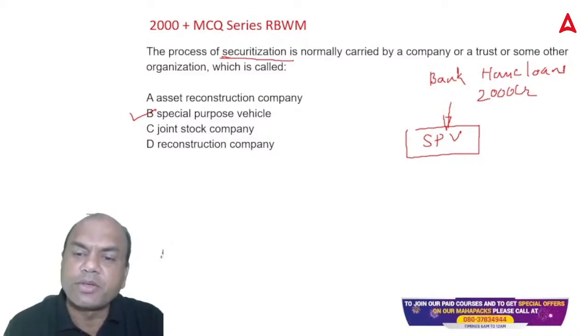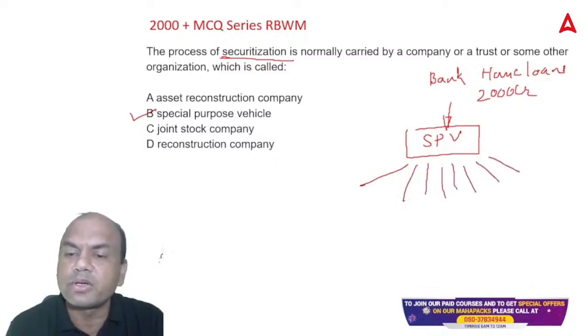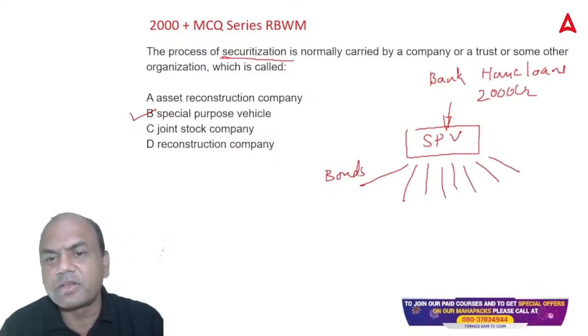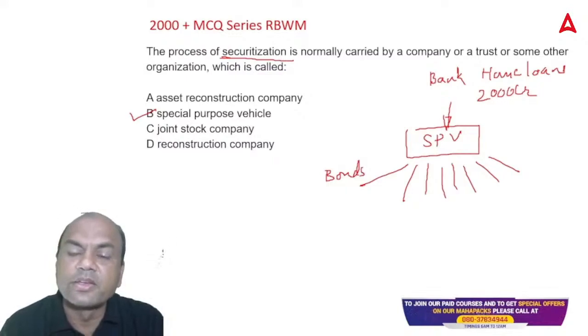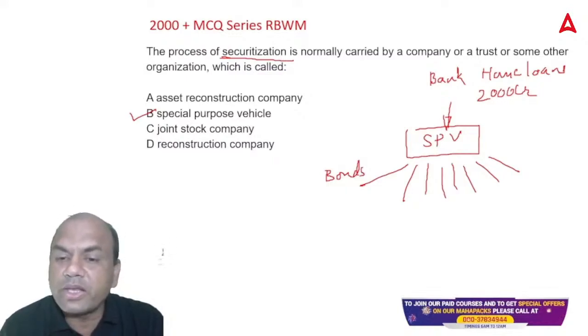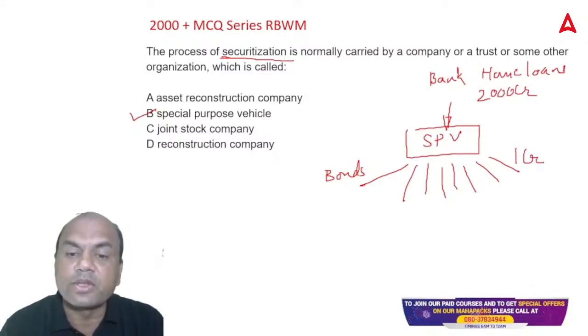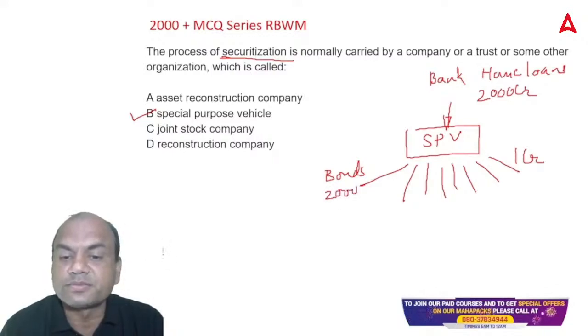And this SPV will then convert these loans into smaller bonds. Bonds, or you call them certificates, anything. After all, it's just one and the same thing. It will convert it into various bonds. Let's say 2000 crores is converted into 1 crore bonds of 2000 rupees each. So each investor will have to invest 2000 rupees in this.